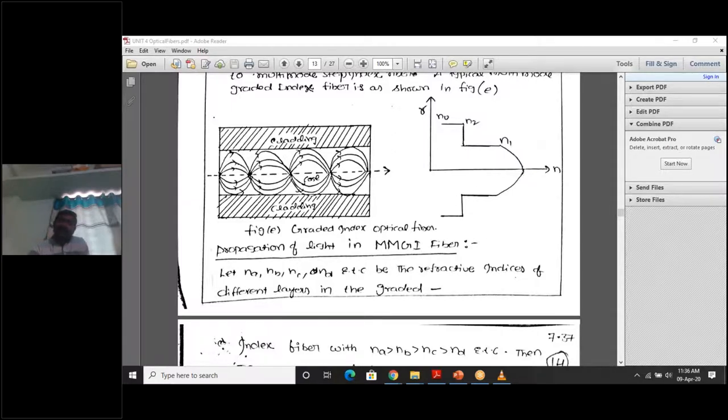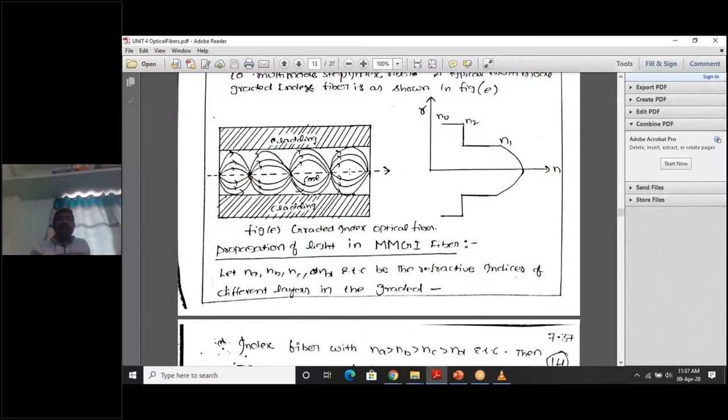Here the refractive index of the core is highest at the axis. This is the axis, the central point of the optical fiber. This dotted line is the axis. At this axis, the refractive index is high. When you go away from the axis radially outwards, either in the upward or downward direction, what happens? The refractive index decreases.